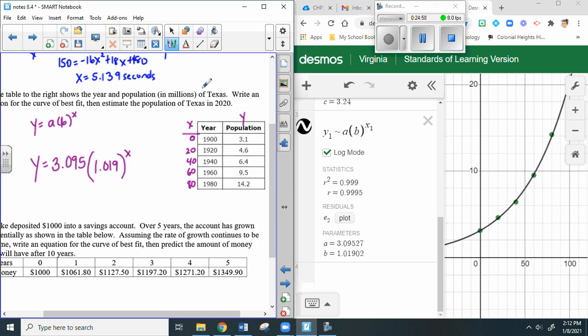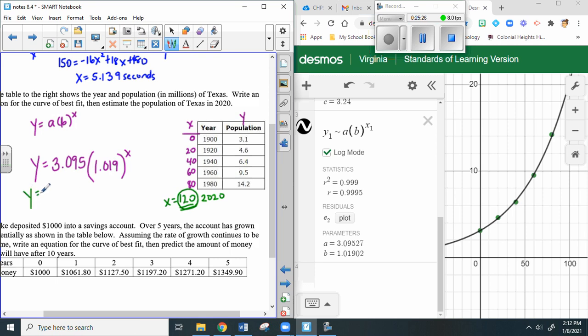Well, 2020 is a year, all right? And so I have to put it in terms of the same type of numbers I used in my table. So I have to figure out how many years is it from 1900 to 2020? And that's the x I'm going to get to use.